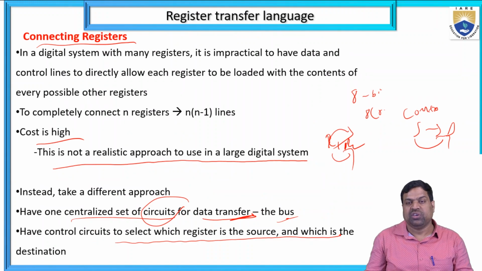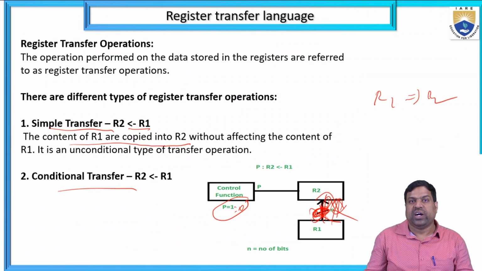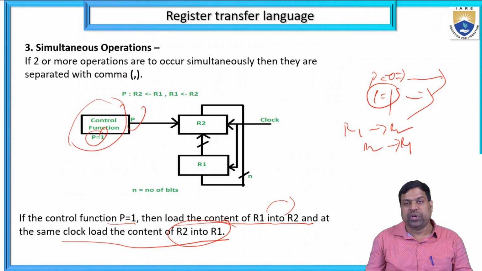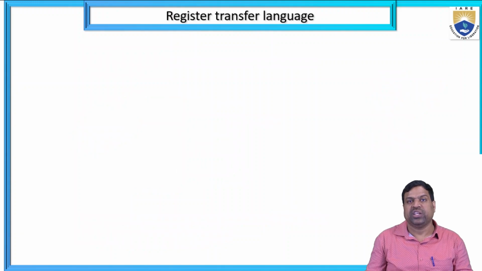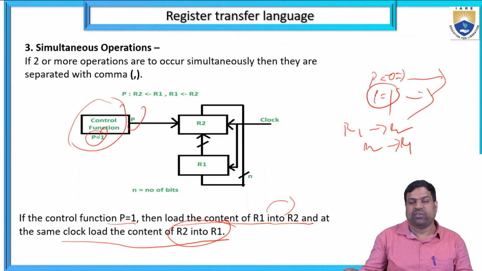Connecting registers means we are connecting the two registers through the bus, and it is a simple data transfer R2 to R1. And conditional operation means when P equal to 1, then only the data can be transferred. Simultaneous operations means a number of operations or iterations can be performed simultaneously. That is the simultaneous operations. Okay, that is about the register transfer language.